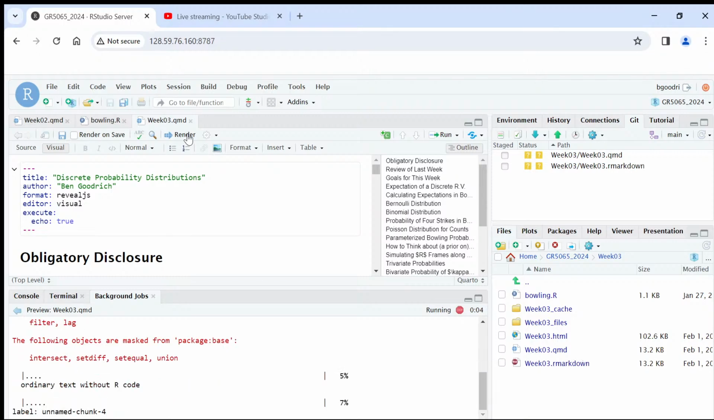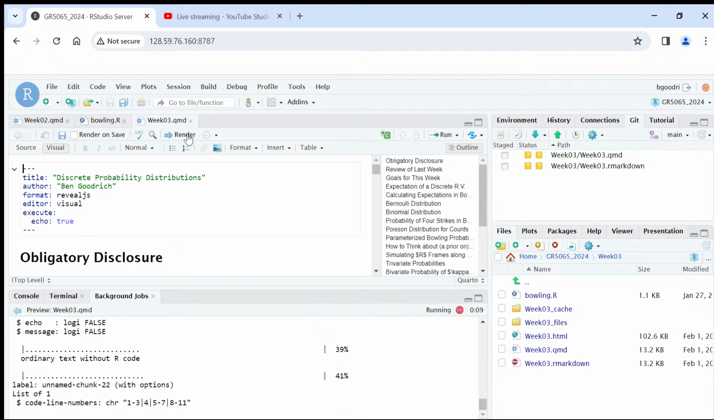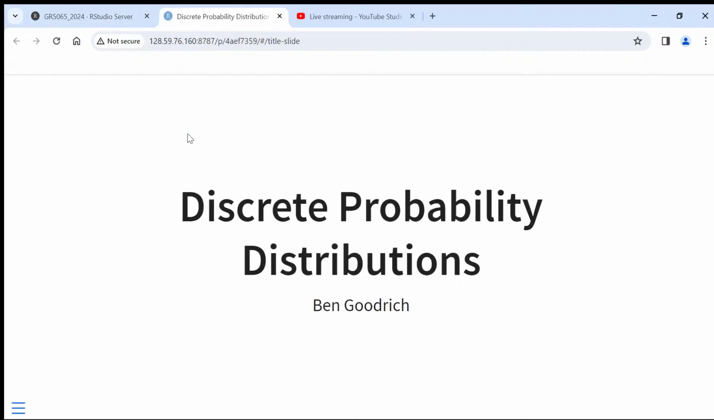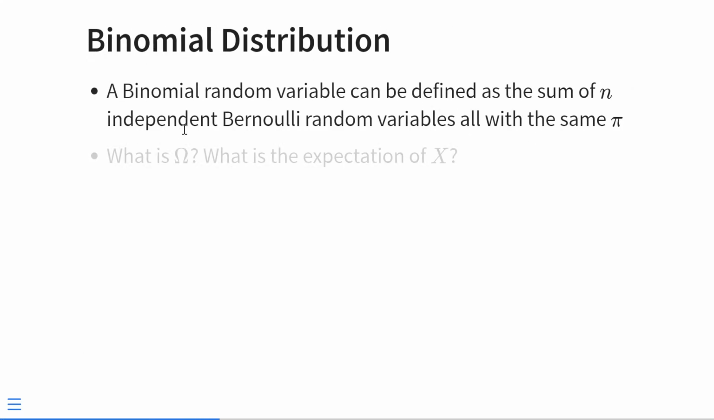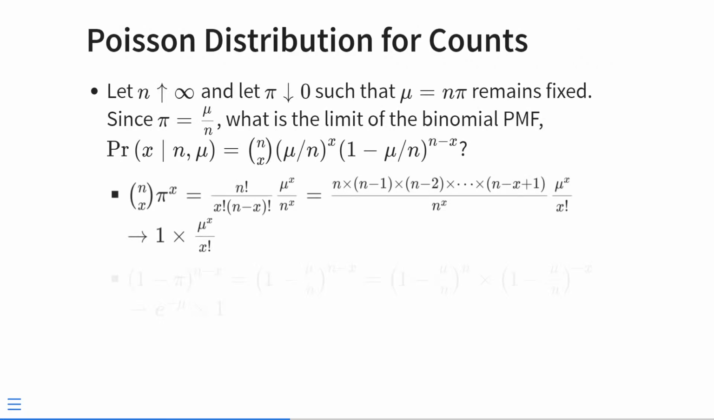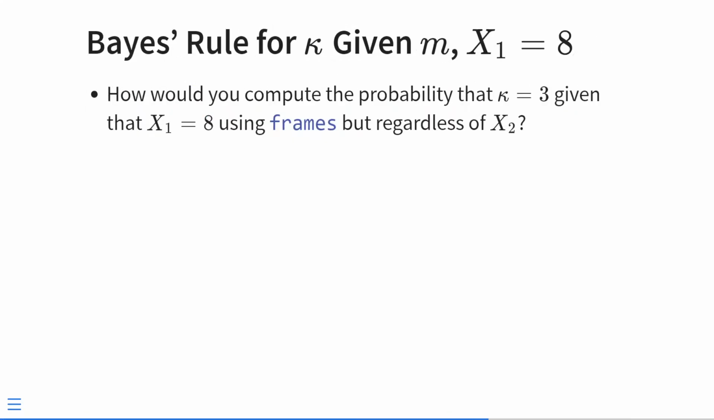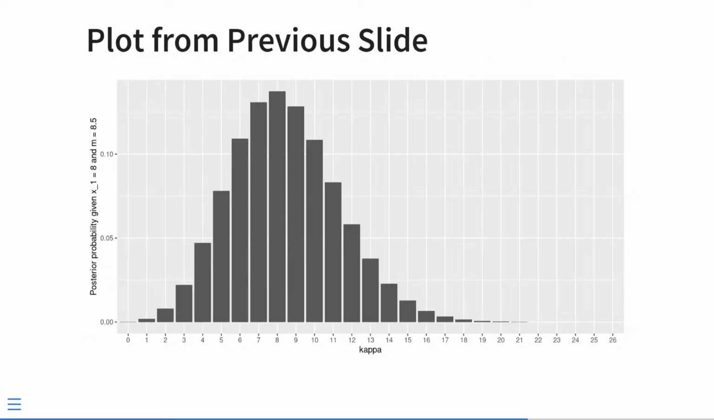Right? So in modern dplyr syntax, conditioning corresponds to a filter if you want to do it for a particular number, or if you want to do it for all possible numbers, a group by, and then whatever you're doing. And so I don't have to restrict myself to considering the probability that kappa is 3 given that x1 is 8. I can do this with a plot based on this code, conditional on x1 equal 8, for pretty much all the values of kappa.